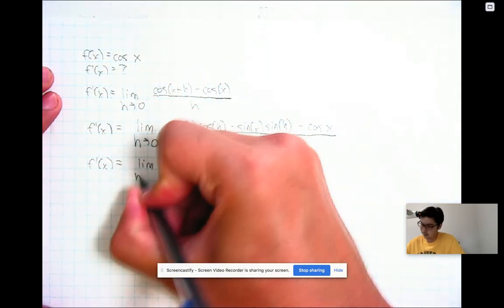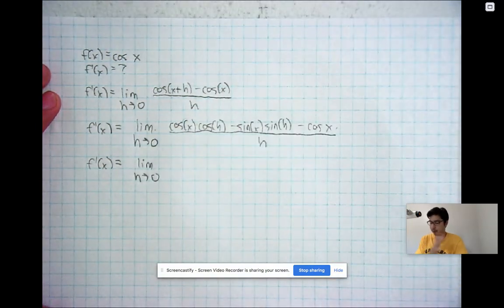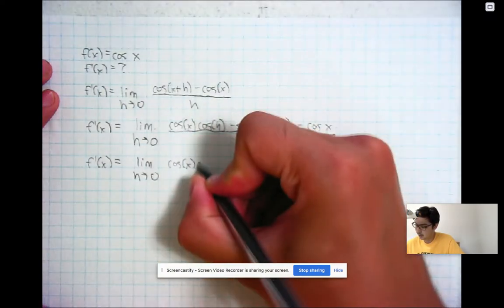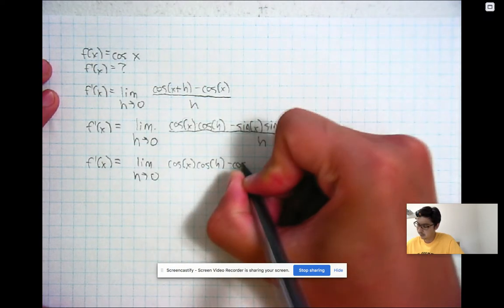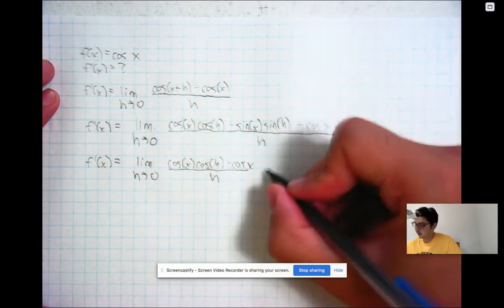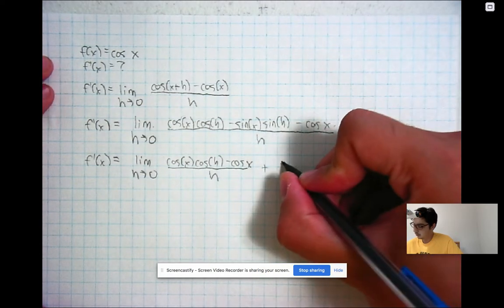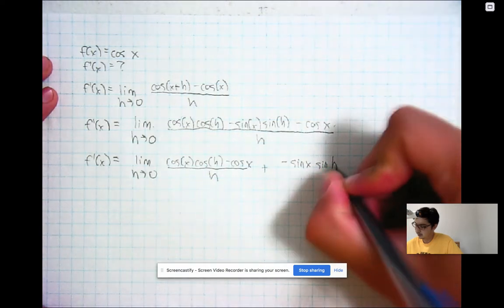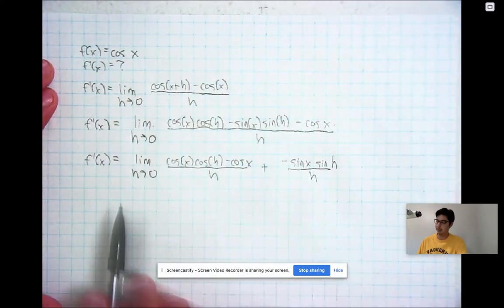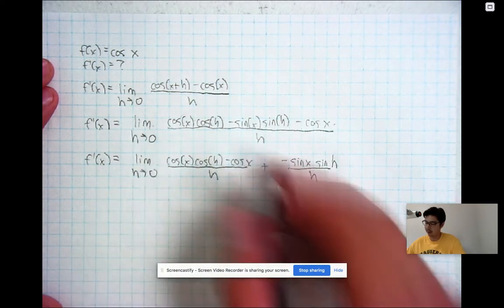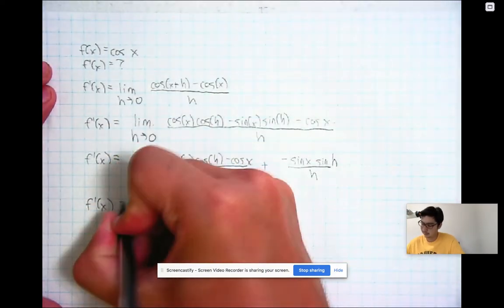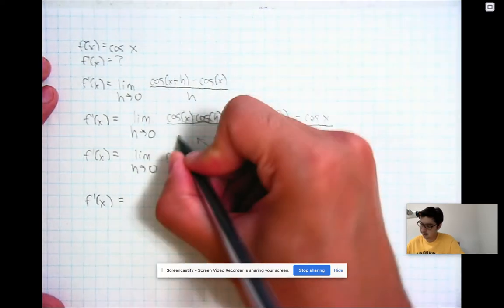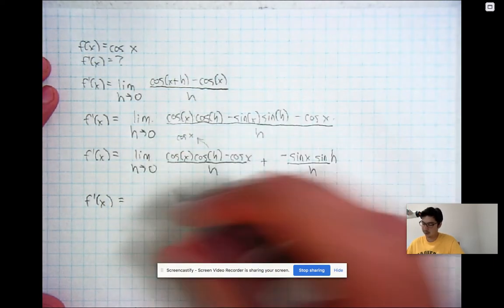So we have the limit as h approaches 0, and then we separate the fractions that are being added. So we have cosine of x cosine of h minus cosine of x all over h, plus negative sine of x sine of h all over h. And then we can apply the limit to both of them, and I'm going to factor out the parts that aren't affected by the limit here. What we can factor out there is a cosine of x, which is not affected by the h in that.